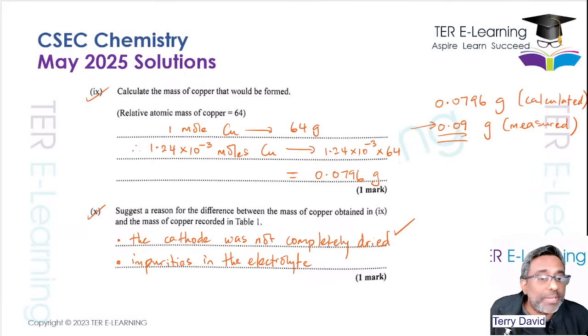All right, let's see what people are saying there. Yeah, that's only one mark, eh? That's only one mark. Somebody said the cathode wasn't washed properly. Yeah, any reasonable answer that makes sense, you'll get a mark. So don't stress too much. That's just a 1 mark.